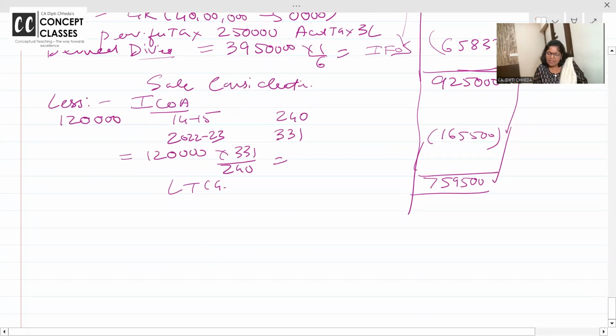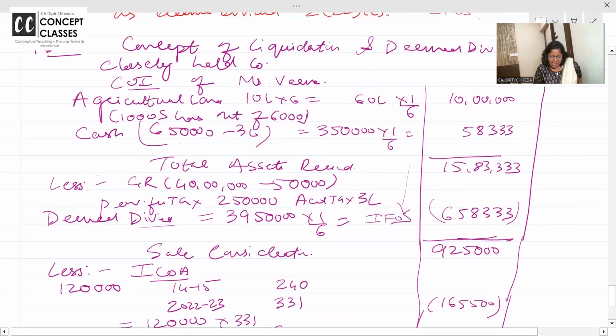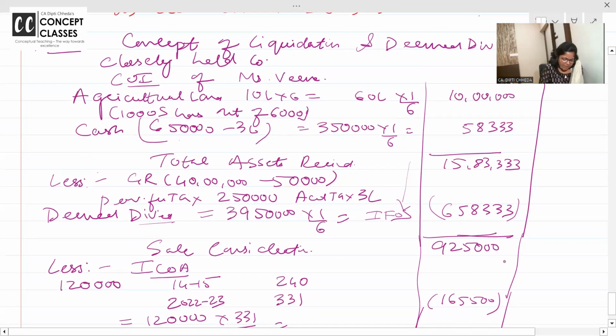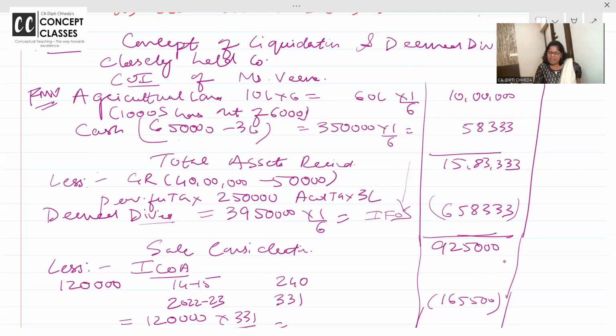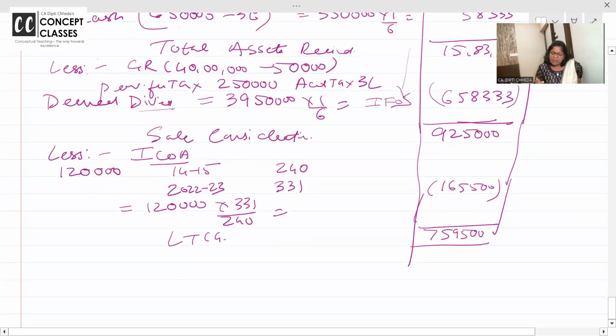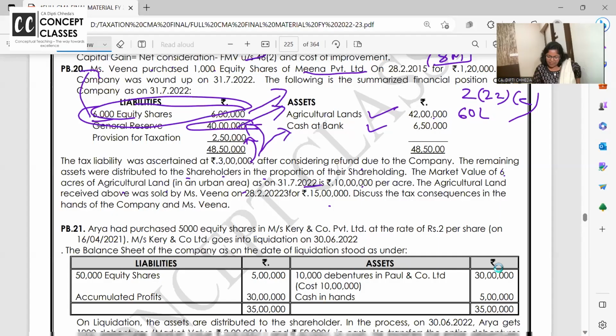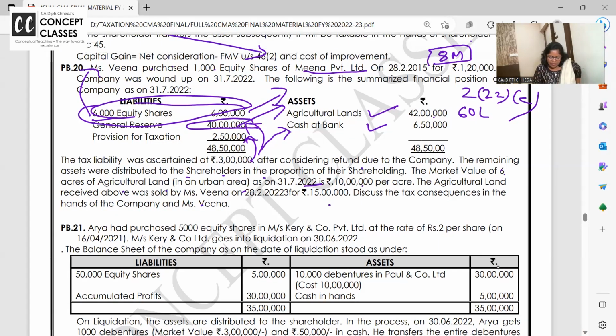Next, last line of the problem. Agricultural land received was, see, agricultural land is recorded at the fair market value because I received it at the FMV. Now, I am selling it immediately. I will also read it from here: agricultural land above was sold for 15 lakhs. Discuss the tax consequence in the hands of the company and Veena. So first let's see in Veena's hands.